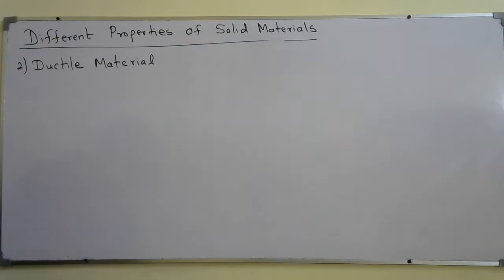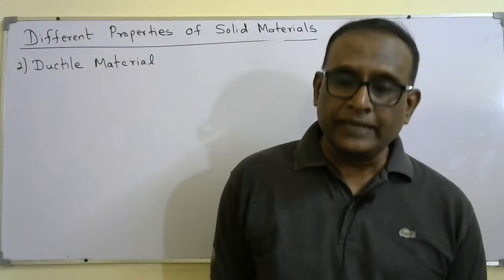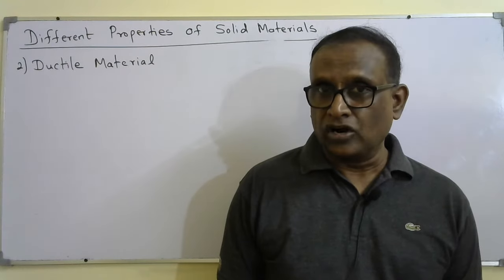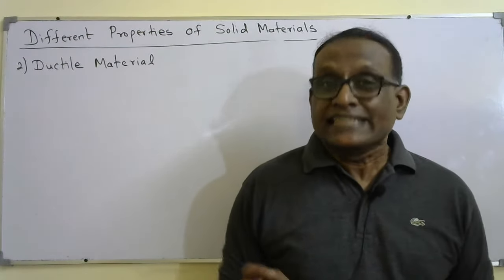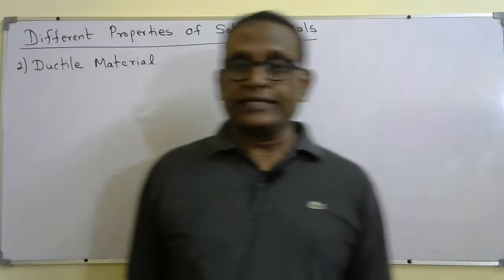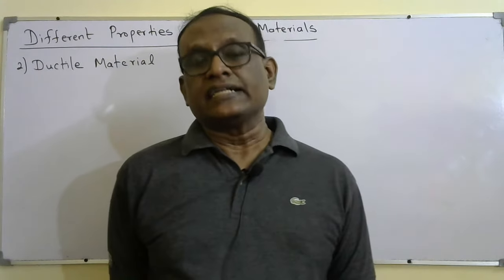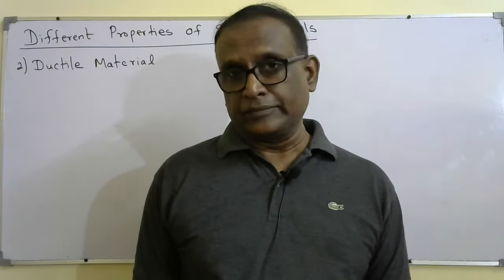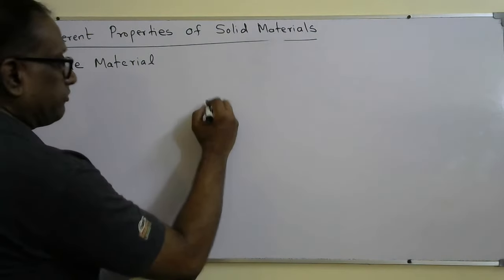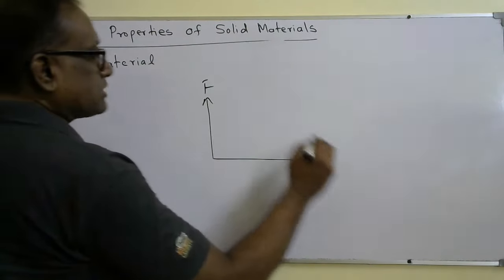Second is ductile material. What do you mean by ductile material? It means a material that shows larger plastic deformation under tensile force. A material that shows larger plastic deformation under tensile force is called a ductile material. Copper is a good ductile material. When you consider two different graphs, it could be a stress strain graph or force extension graph, larger plastic deformation.